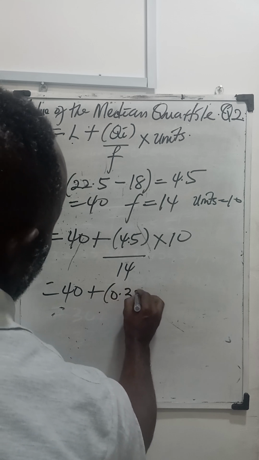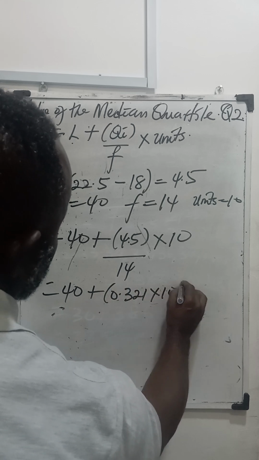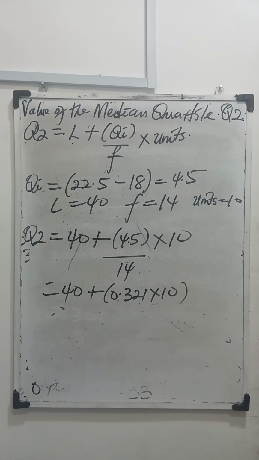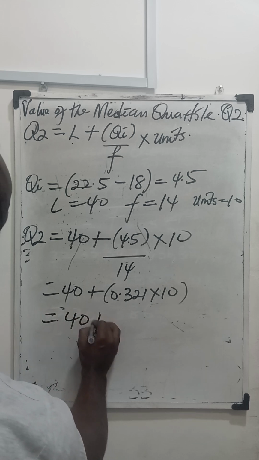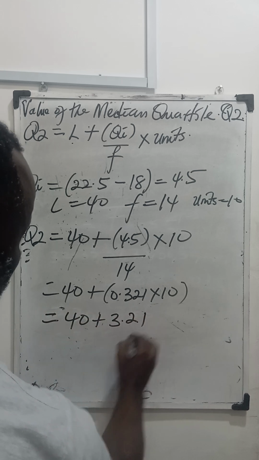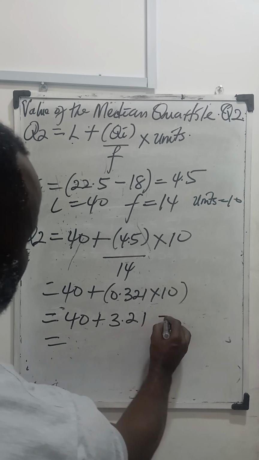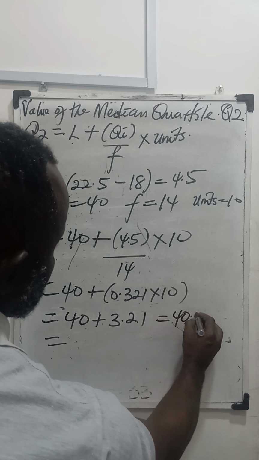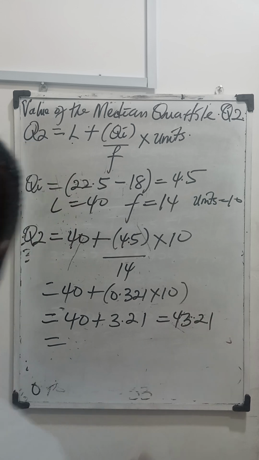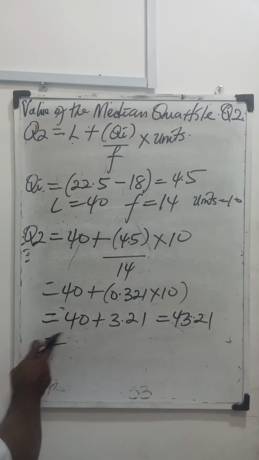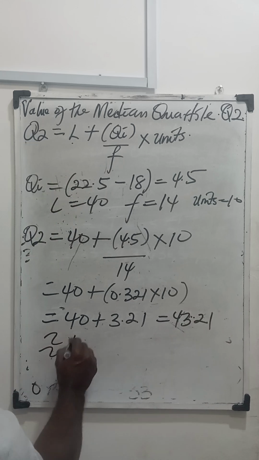0.321 times 10. So multiply by 10. 0.321 times 10 is 3.21. So we have 40 plus 3.21. If you check it together, this is equal to what? 43.21. So which is approximately what?